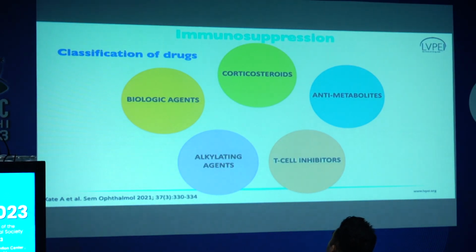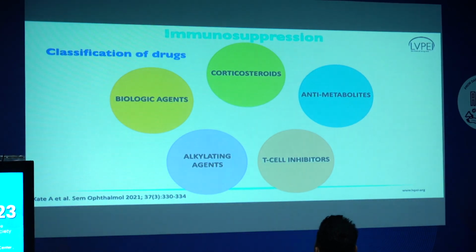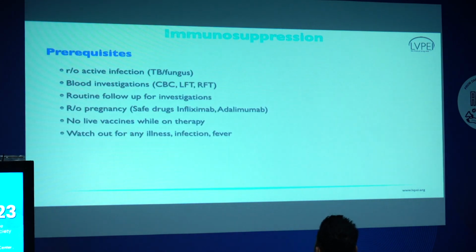So when you look at immunosuppression, we think of the corticosteroids, which are some of the most common drugs that we've used, and the others would be antimetabolites, the T-cell inhibitors, alkylating agents, and biological agents. As ophthalmologists, we're usually not very well versed with all of these drugs, so there's a little apprehension with wanting to start them, particularly when you come across certain eye conditions where these are needed. So I'm just going to run through what are the prerequisites that we have to think of.